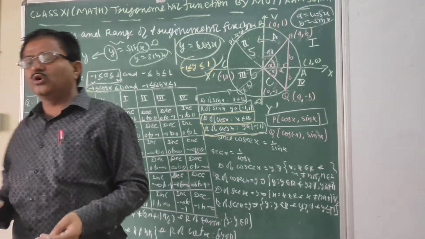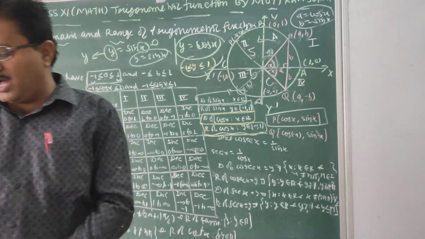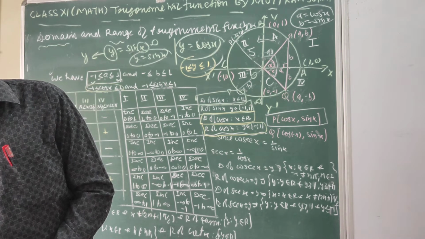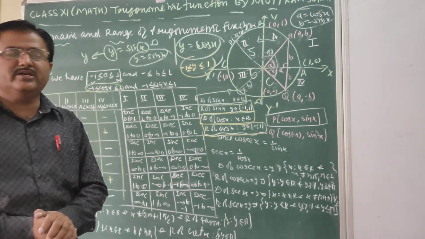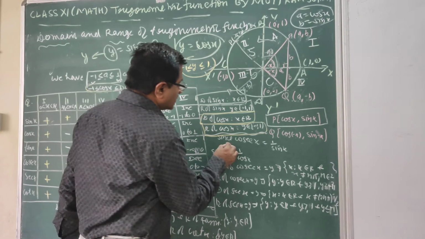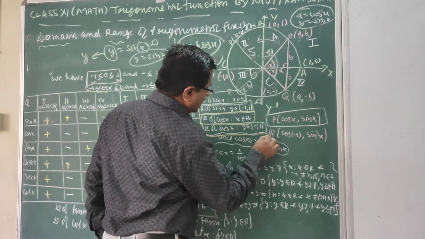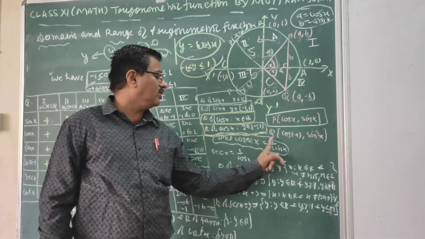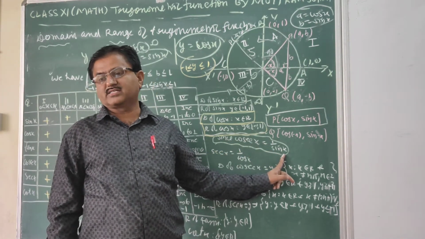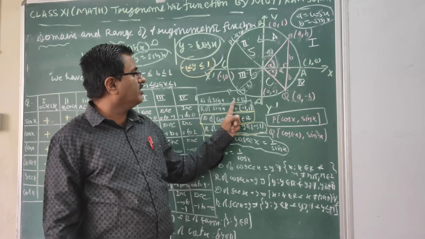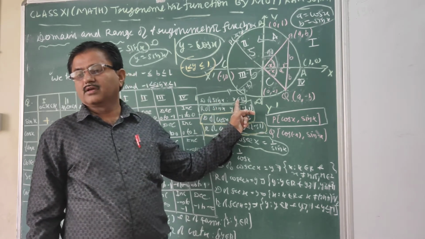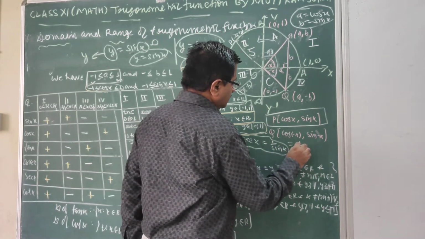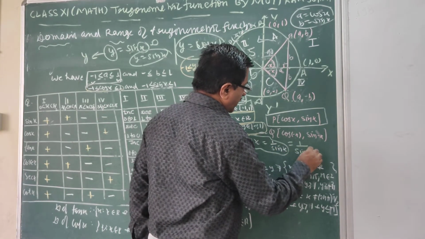Now if you know the range and domain of sin and cos, you can easily find the domain and range of the other trigonometric ratios. Suppose you consider cosec x. Since we know that cosec x equals 1 upon sin x, and x is defined for all real numbers, if you put in any real number, we get some corresponding value.